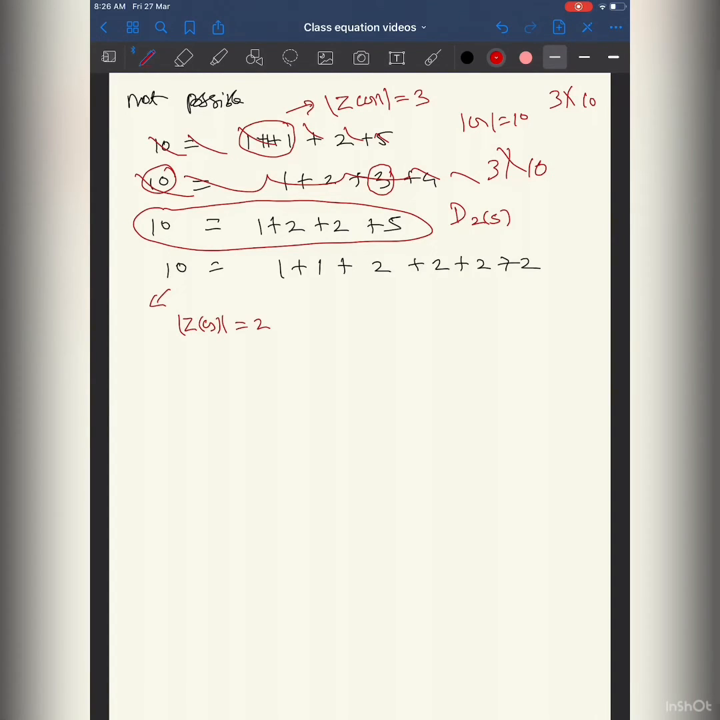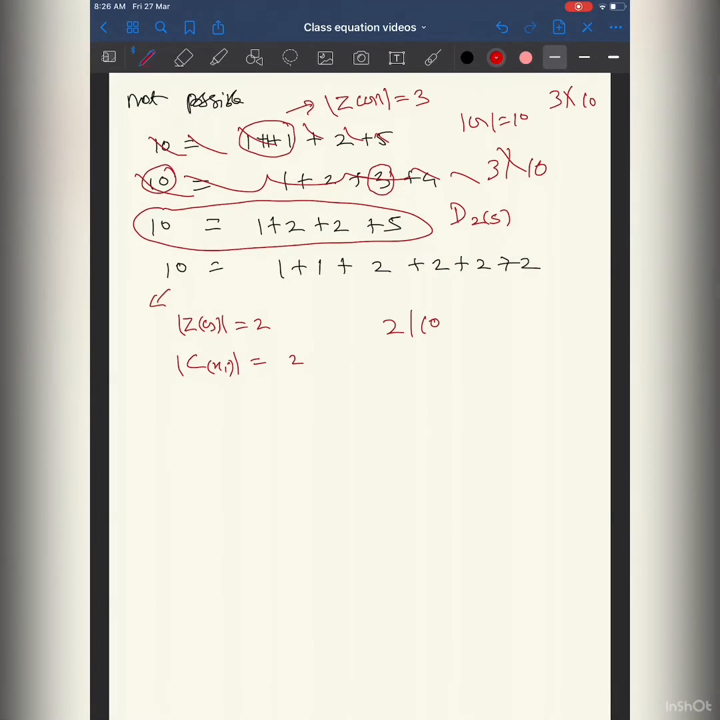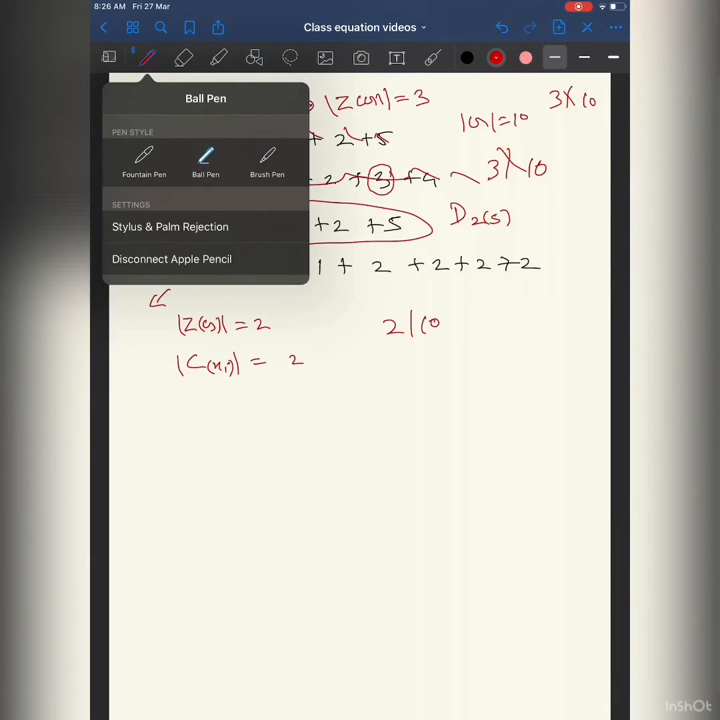What is the center of G? The center of G is 2. Each conjugacy class has order 2, so 2 divides 10 perfectly, no issue. But still I'm claiming this is not true. Why? We didn't use the other two facts, right? Okay, let's use the facts.